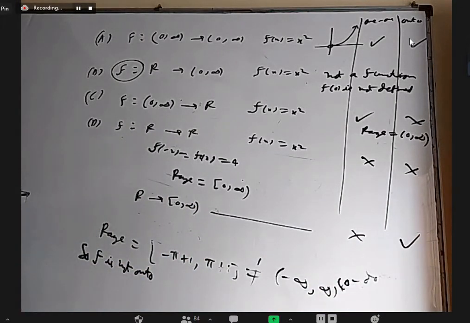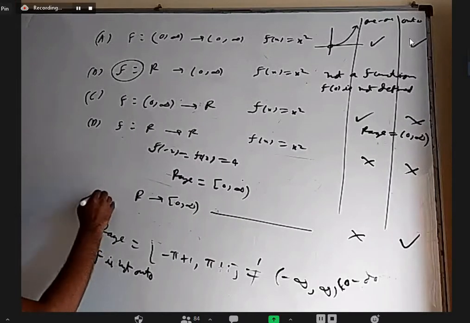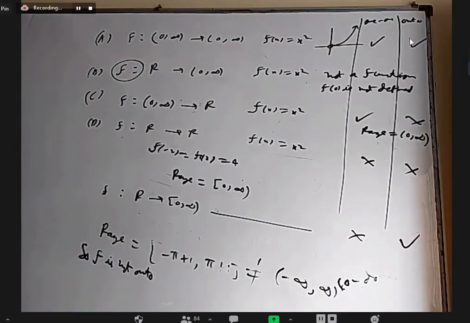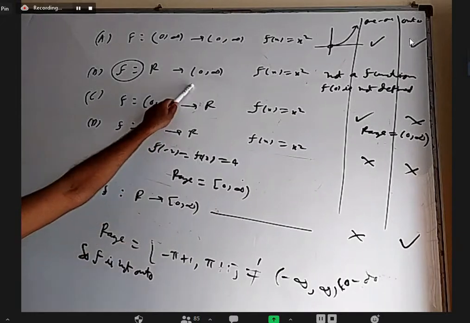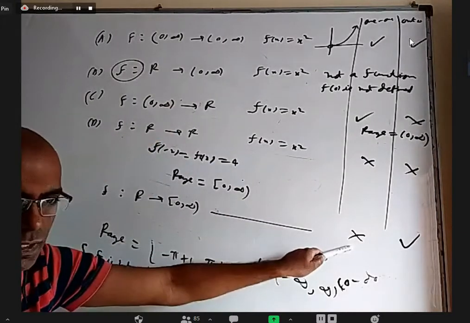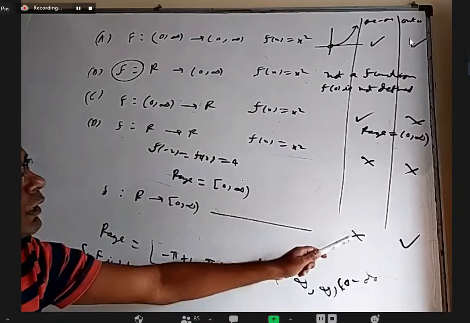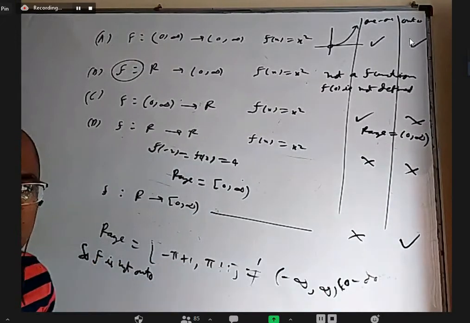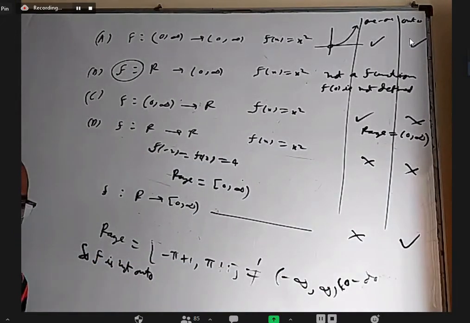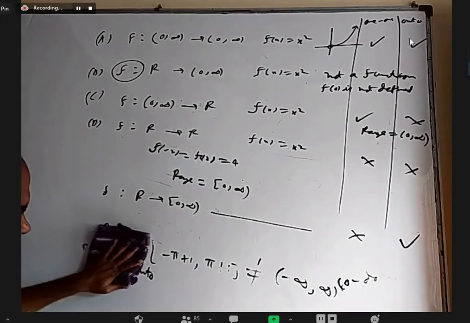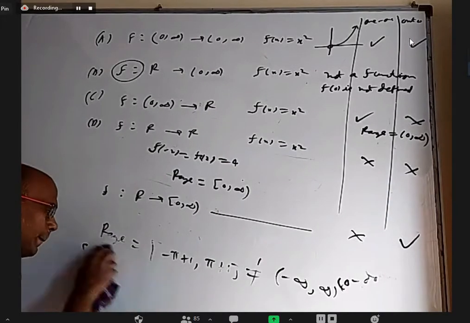Sir, in part B, if 0 is in the closed interval, will it be a function? Yes, it will be a function and it will be this. That is the example I am giving here. It will be a function, but not one-one, but onto. Yes. So Ritam, I think now you got better clarity. Yes, sir. Okay.